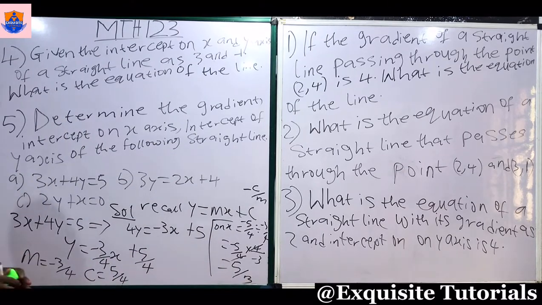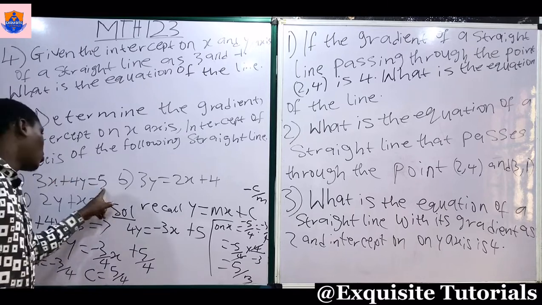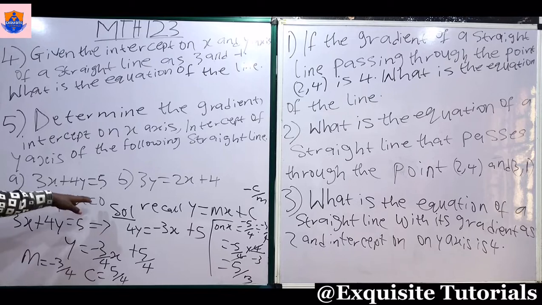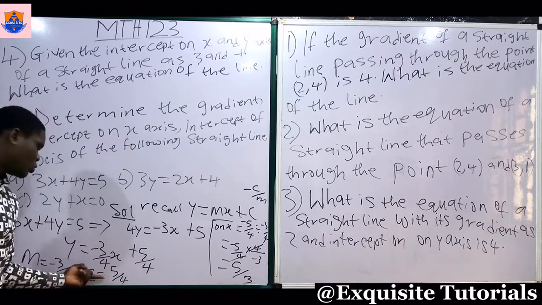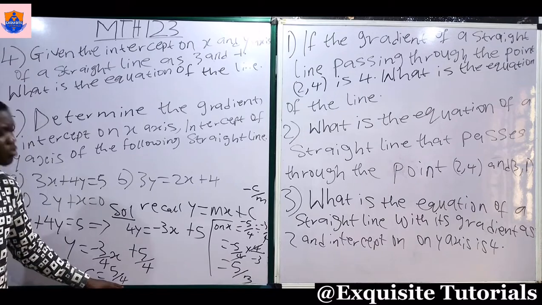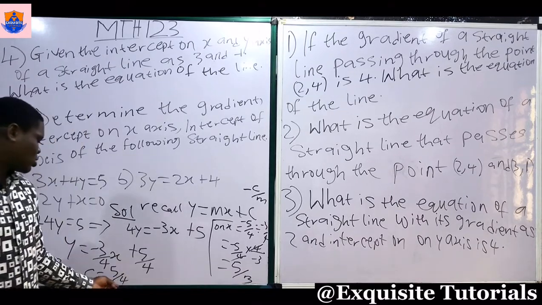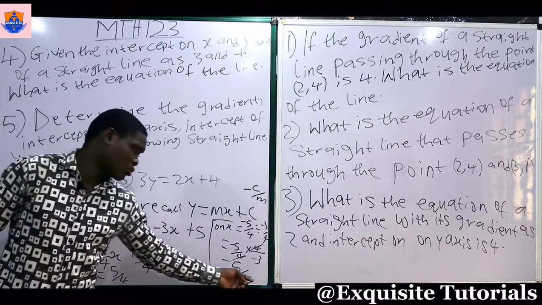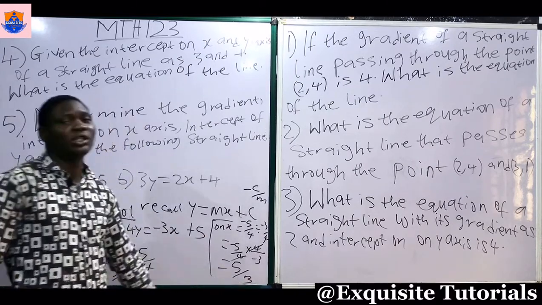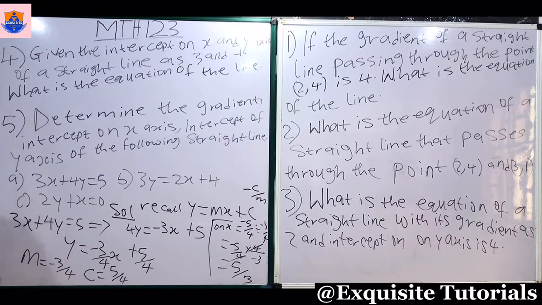If you want to be so sure, when you plot the graph of this straight line, you will find that the point where the line touches the y-axis is actually 5 over 4, which is 1.25, while the point where the line touches the x-axis is 5 over 3, which is also 1 point something. So you can try that at home. So that's the first line.